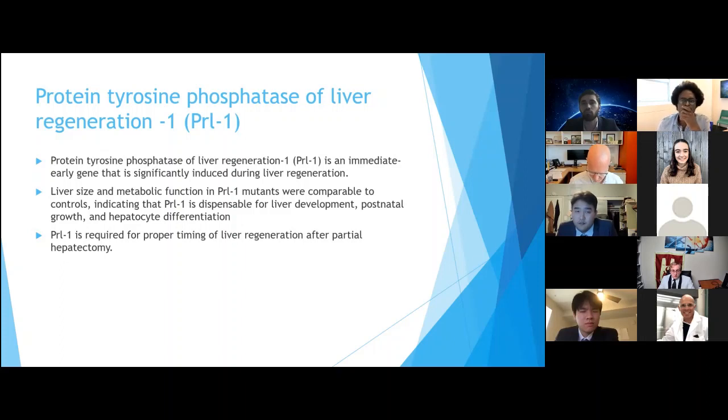So it doesn't seem to do anything with the development part, but we will see that it has a lot of use in the proper timing of liver regeneration after partial hepatectomy. After the resection of the liver, there are portions where a certain cell cycle needs to be induced in order for us to go into the next cycle, from S to G1, and G1 to S.